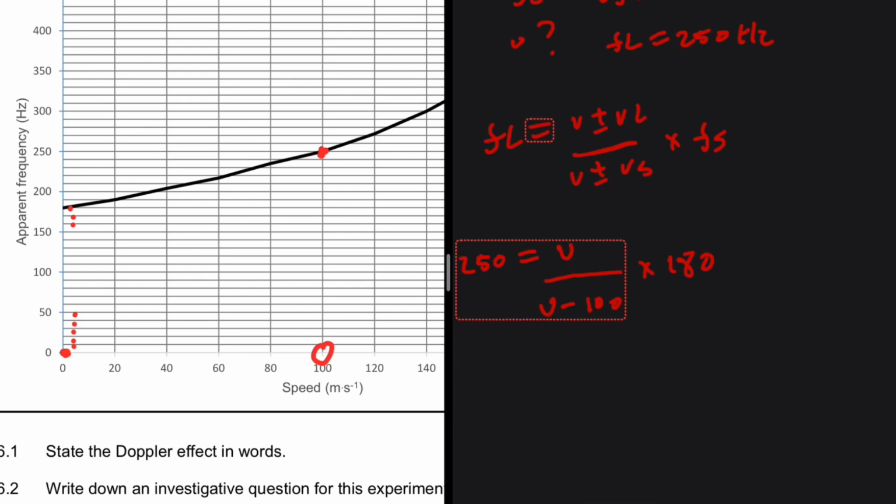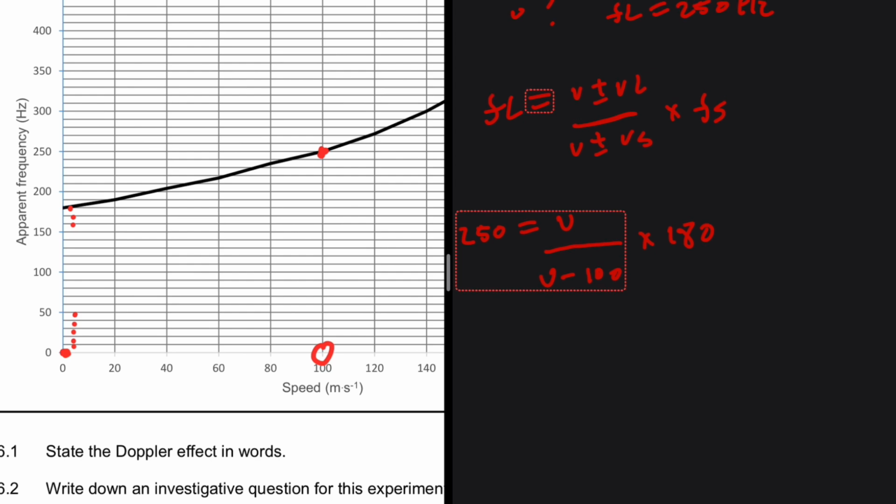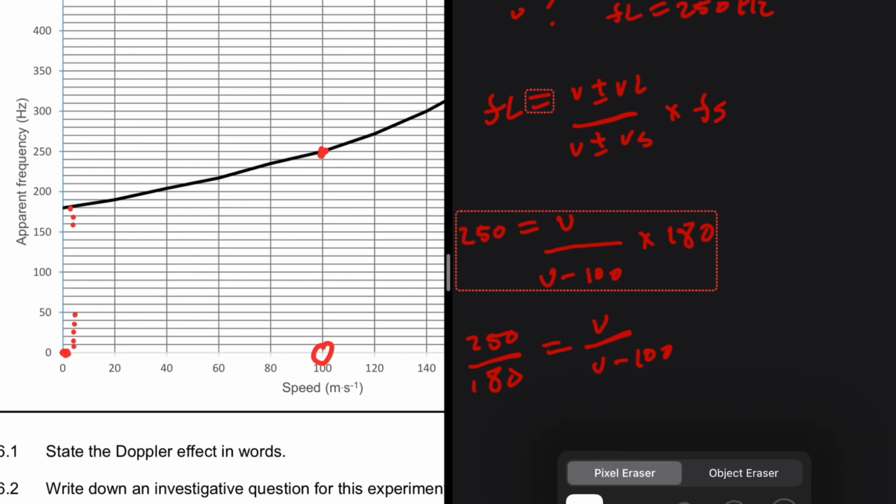So that is what we're supposed to solve. First things first, we can divide 250 by 180, and then this gives us v over v minus 100. So I'm going to cross multiply with these big numbers, 250 over 180. I can obviously convert it to decimals, but let me see, 250 divided by 180. Okay, it's just 25 over 18. So I can use 25 over 18 rather.